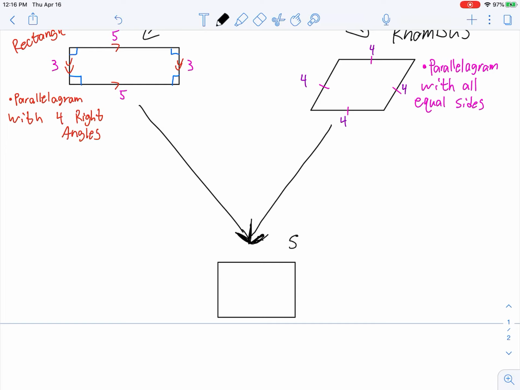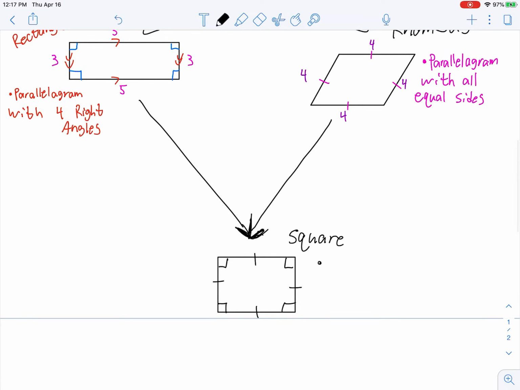It is a square. Now, the square is the most specific type of quadrilateral you can ever get. We know that all the sides opposite to each other are parallel. We know that the angles inside are all 90 degrees. And all the sides are equal to each other.